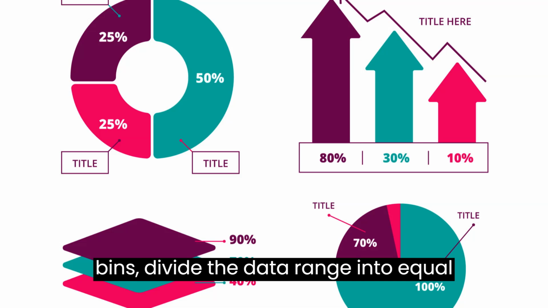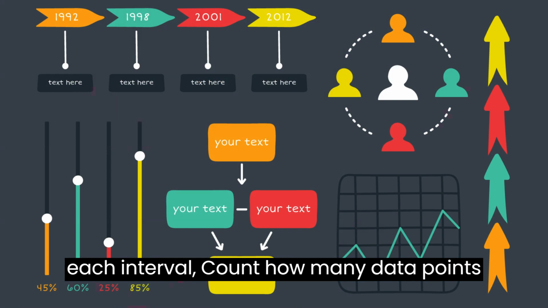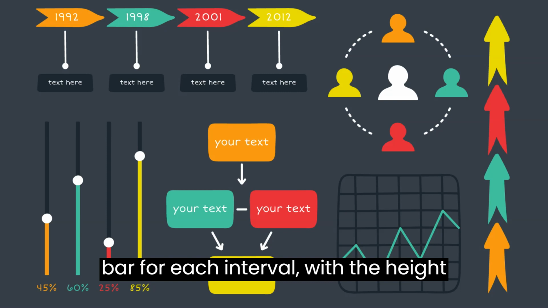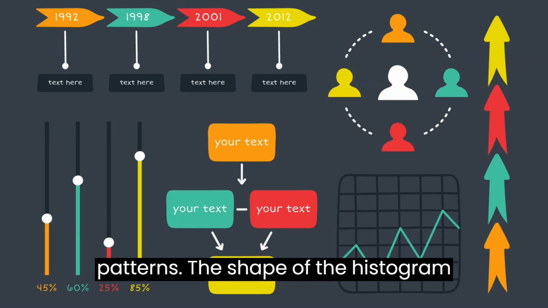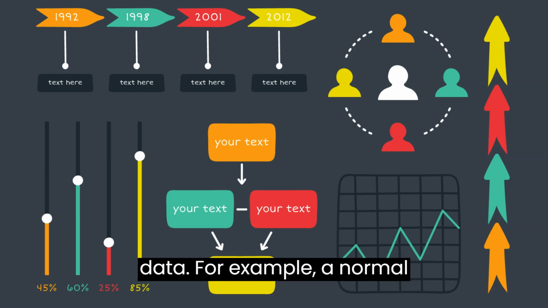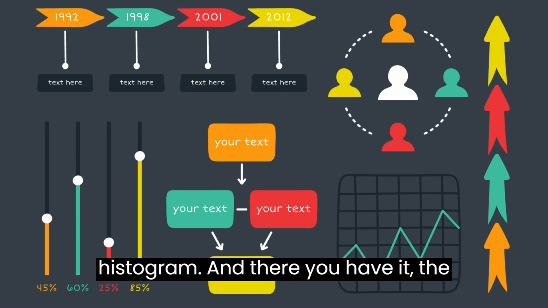Create bins: divide the data range into equal intervals. Count data points: for each interval, count how many data points fall within it. Plot bars: draw a bar for each interval, with the height representing the count. Shape and patterns: the shape of the histogram tells you about the distribution of the data. For example, a normal distribution will result in a bell-shaped histogram.